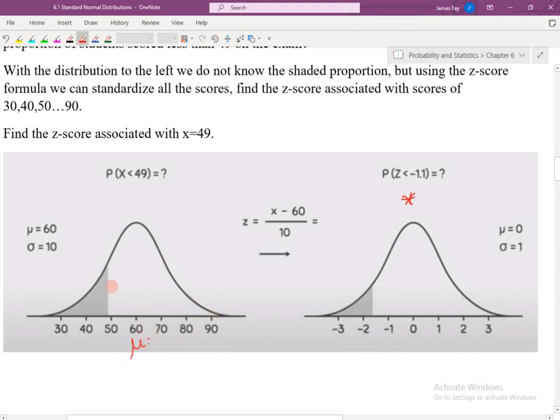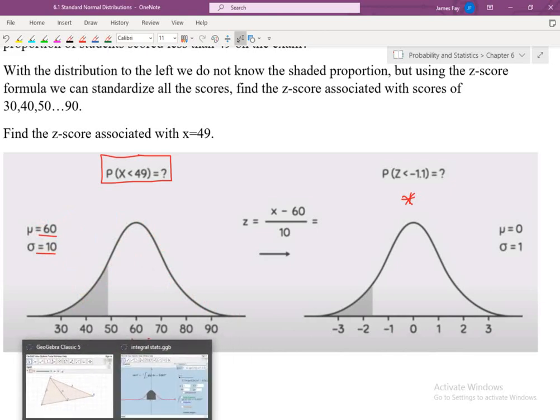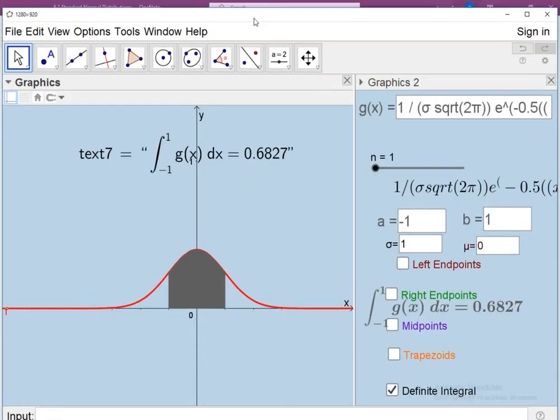that the standard deviation is 10, and I asked you the question, what is the probability that a particular person pulled out of that test scored less than a 49%? In order to do that, the first thing we would have to do is construct the probability density function that is appropriate with this mu and this sigma. And then we would have to, and I don't think my GeoGebra is going to do this very easily.